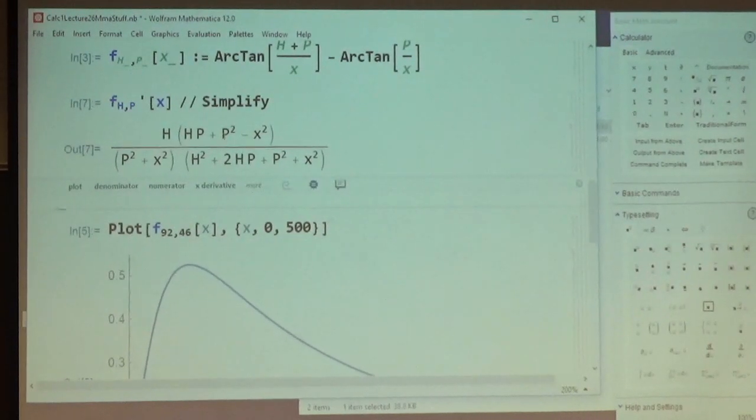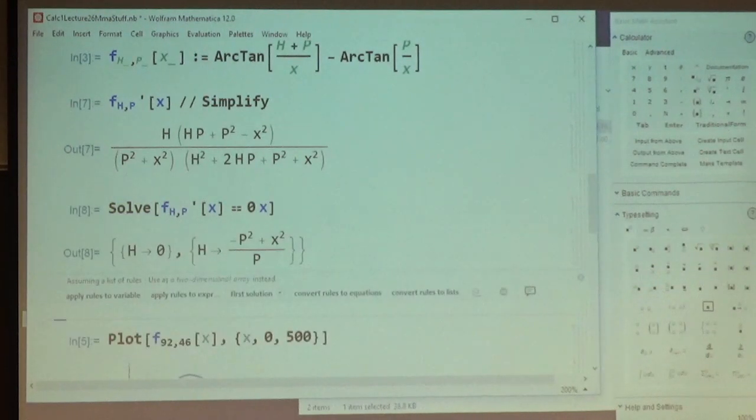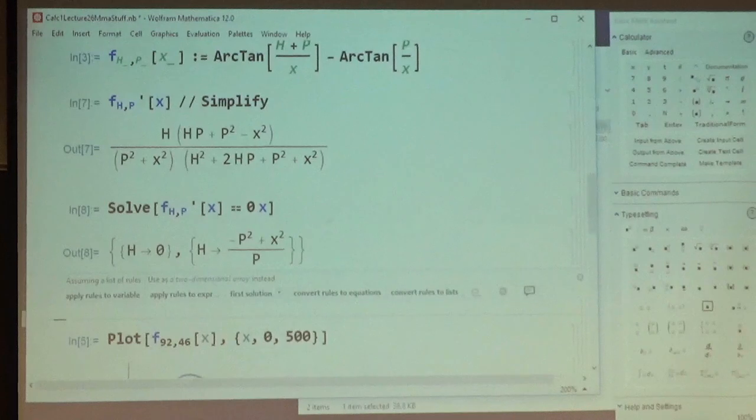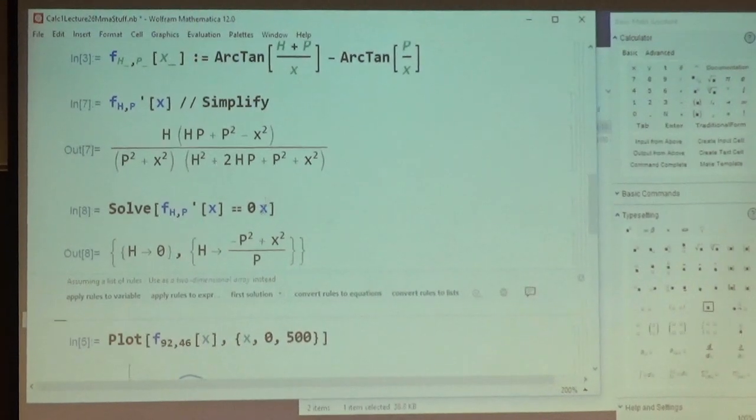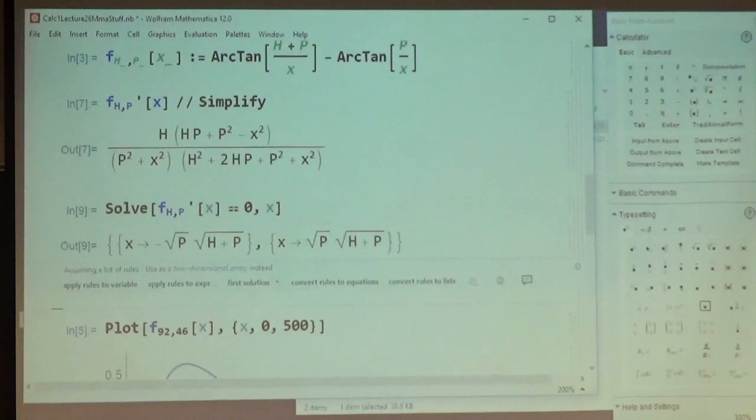We can solve for when the derivative equals 0. Just copy and paste this in here. Do double equal signs. Remember to do double equal signs. When is that derivative equal to 0? Oops, let's see. That's a mistake. Comma x. There we go.